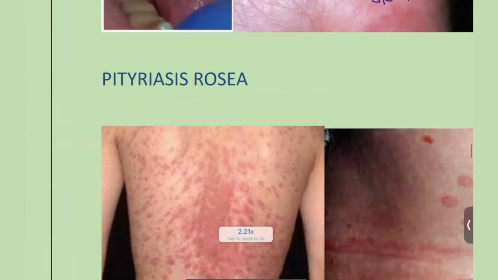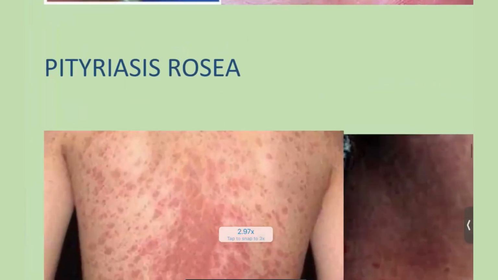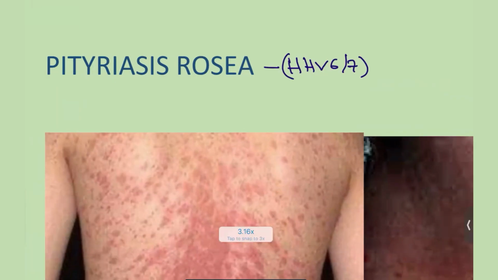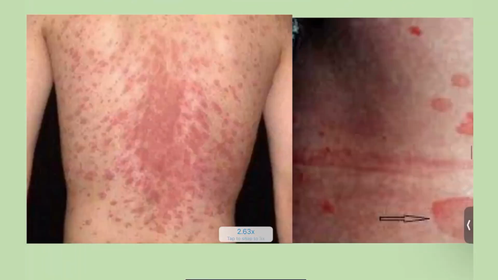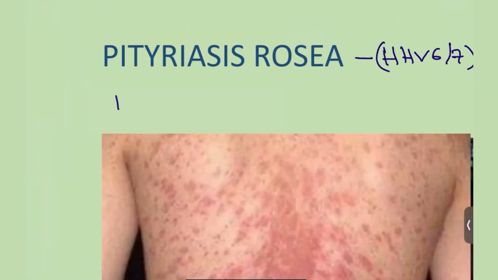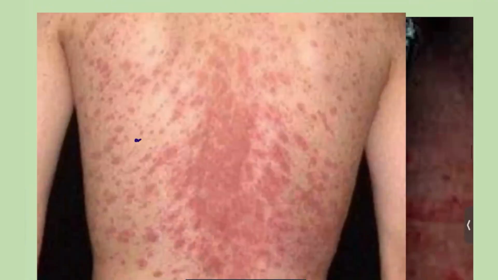Next, moving on to pityriasis rosea. This is usually associated with infection, like HHV 6 or 7, commonly associated with pityriasis rosea, and you are going to see the herald patch. What does the herald patch mean? This is the mother patch. Okay, the herald or mother patch is the first patch to appear on the skin. After that, you are going to see these many lesions.